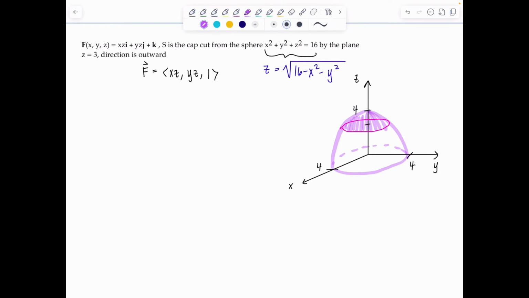Okay. Good. I kind of hate this picture. Hold on. Okay, I swapped it out for a less disgusting one. All right, so here's my surface, S.